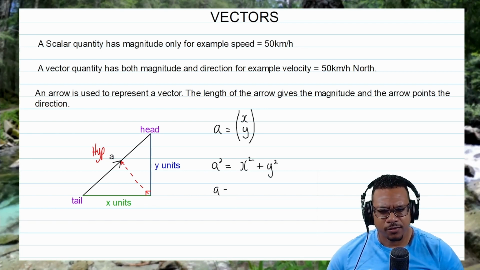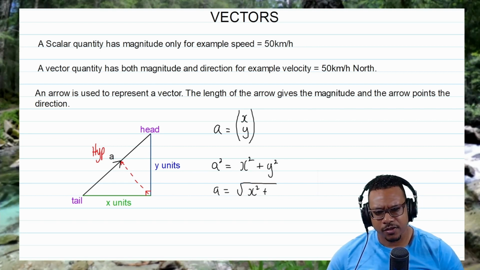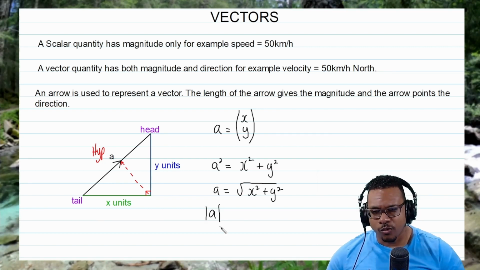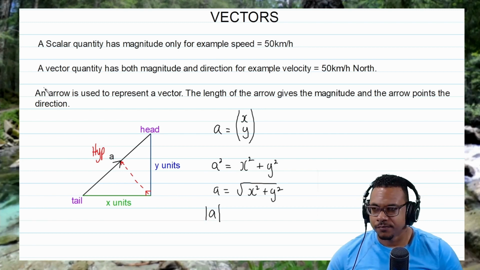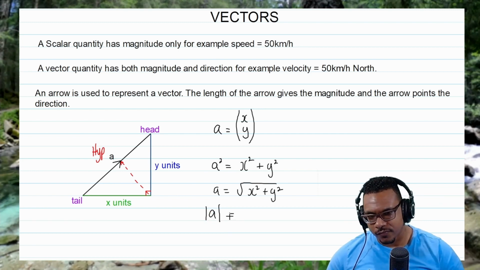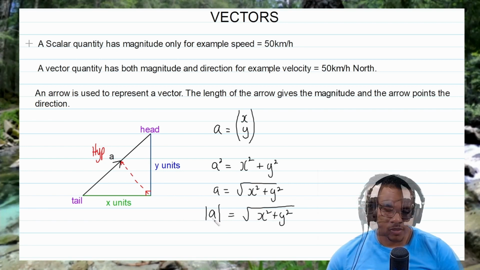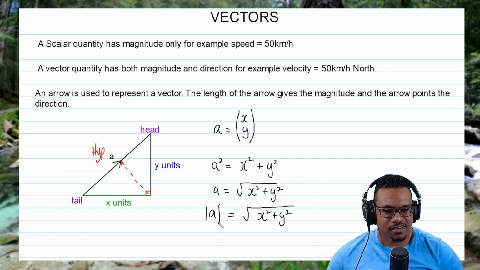So now A will be equal to the square root of x squared plus y squared. So the magnitude of the vector A, or the length of the vector A, is equal to the square root of x squared plus y squared. So once I put these two lines on either side of A, that would stand for the magnitude of the vector A, which is the length of the vector A.